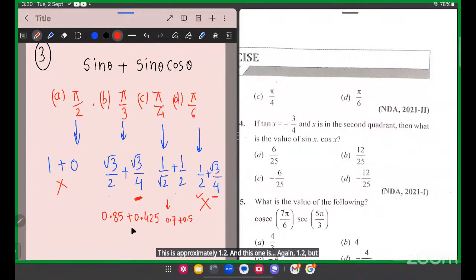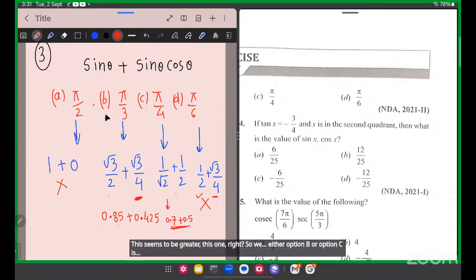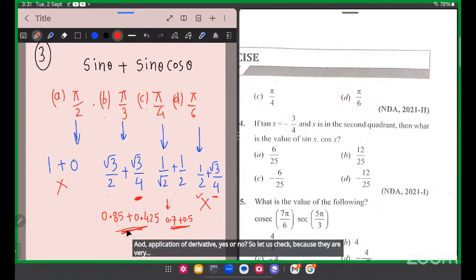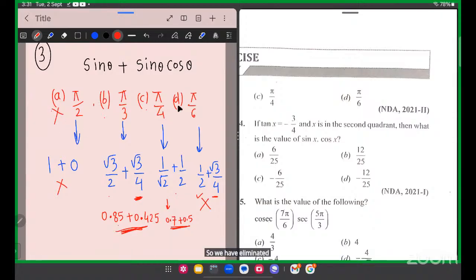But this one seems to be greater, right? So either option B or option C is correct. Either option B or option C is correct, right? So we have to go with AOD, application of derivative. Yes or no? So let us check, because they are very, very close to each other. This is also 1.2. This is also 1.2. So we have eliminated, using options, option A and option D.